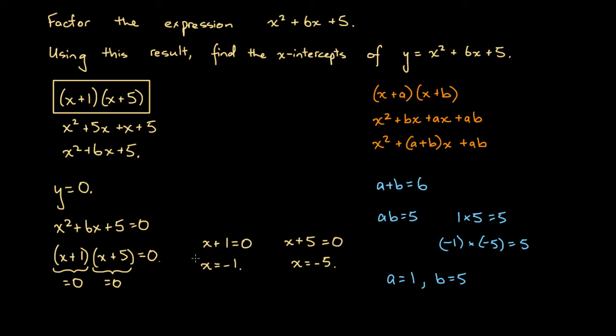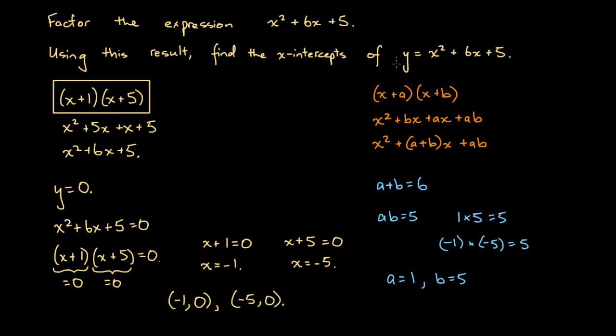In other words, if we were to substitute x equals negative 1 into this equation, or x equals negative 5 into this equation, we will get y equals 0, which corresponds to an x-intercept. In other words, the two x-intercepts are the points -1, 0. So this is the x coordinate and then the y coordinate of the x-intercept, remembering that y equals 0. That would be one x-intercept, and another x-intercept would be -5 and 0.